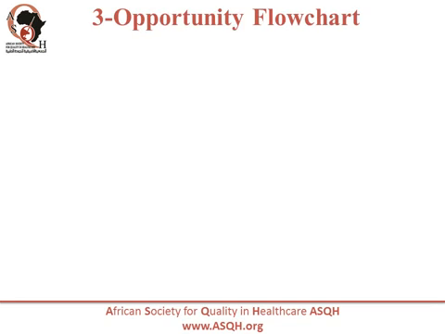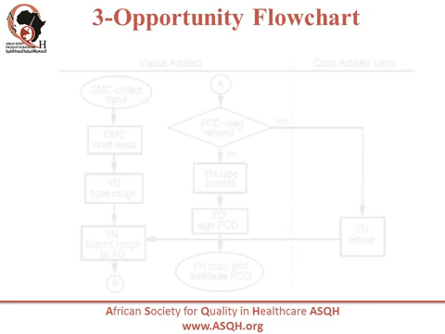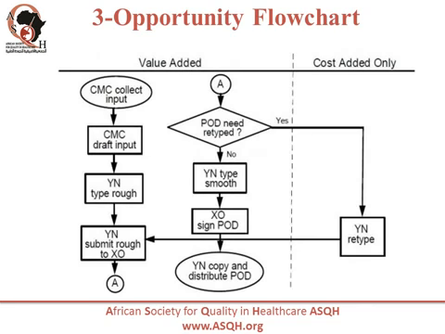Third type is an opportunity flowchart. A variation of the basic linear type, it differentiates process activities that add value from those that add cost only.